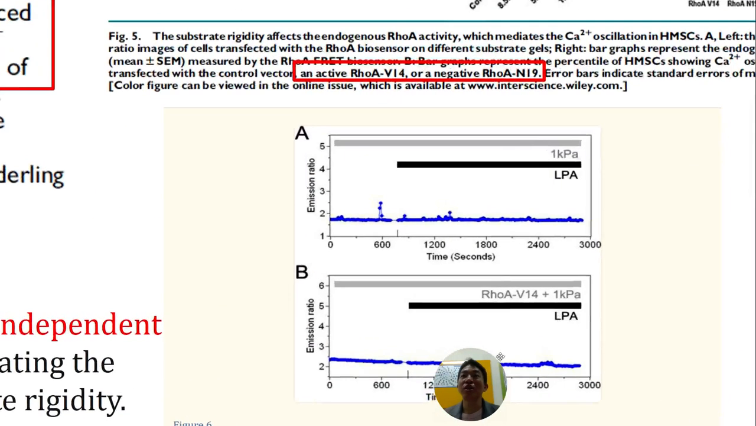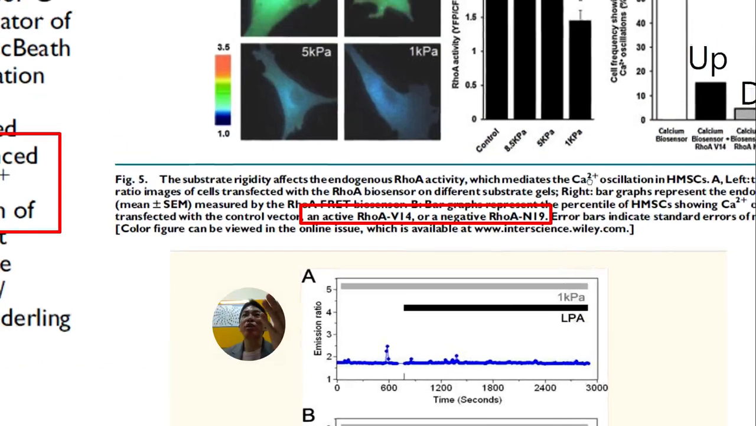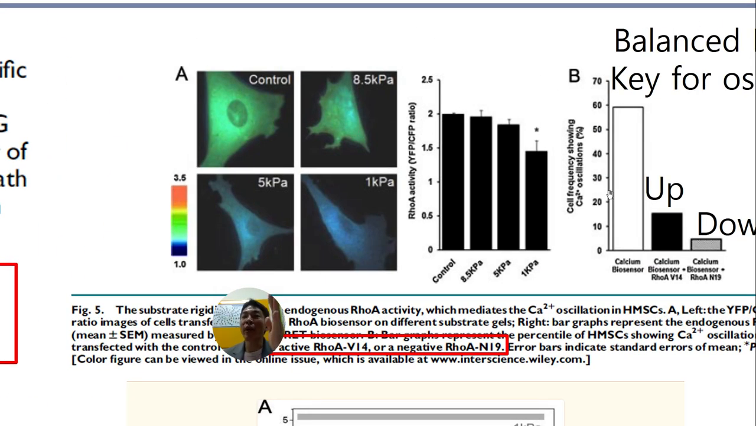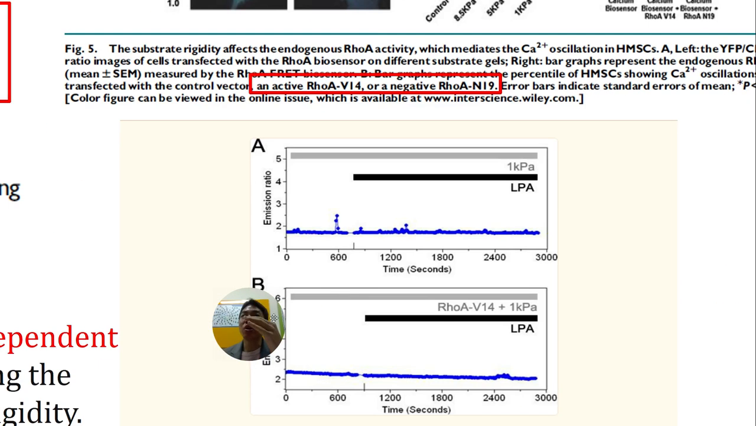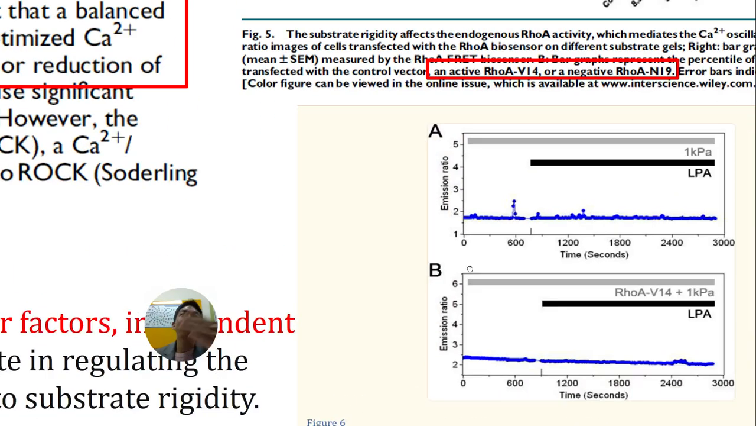From this result, here they say that, okay, we already found that Rho is involved, and that balanced Rho is important. And then another approach is that when you culture the cell on soft stiffness and enhance the Rho activity similar to the 8.5 kilopascal, then theoretically they should start to show the calcium oscillation, right? But here, even though they enhance it with LPA, there is no oscillation detected. And then with this Rho V14, they add the exogenous Rho activity in 1 kilopascal stem cells, and then they even add LPA for activating. So let's say this is double activation, but still no oscillation, which means that Rho activity alone is not the major factor to induce the calcium oscillation.